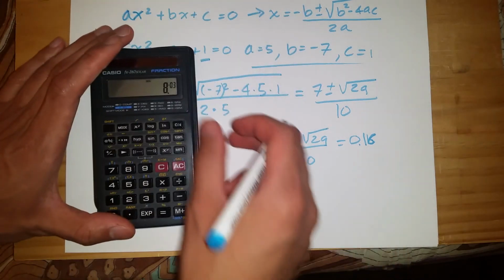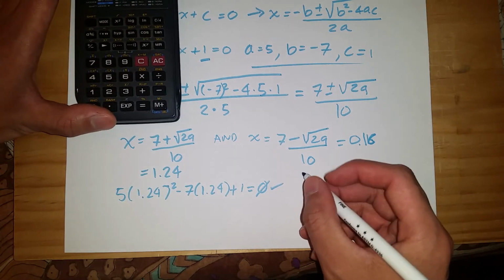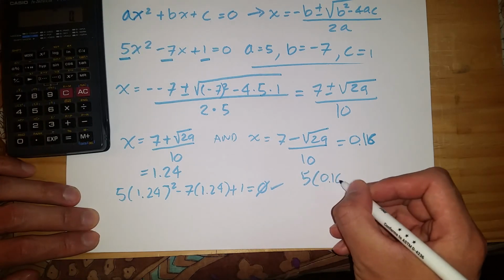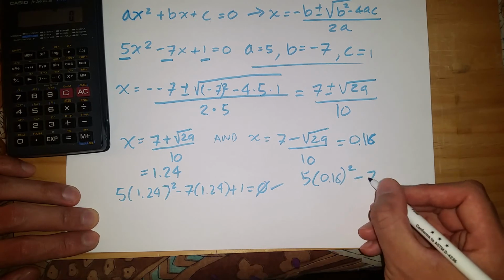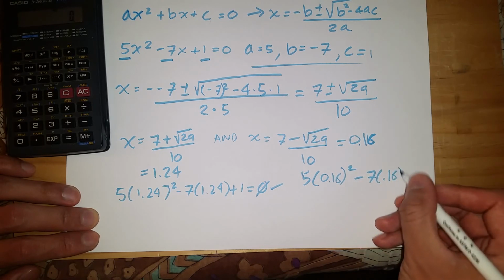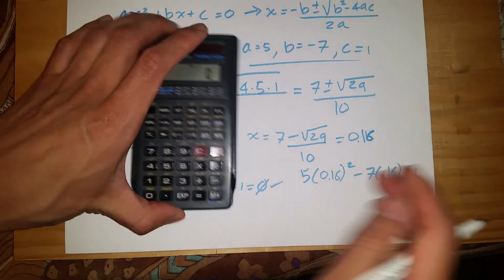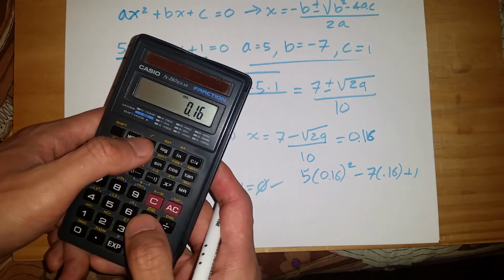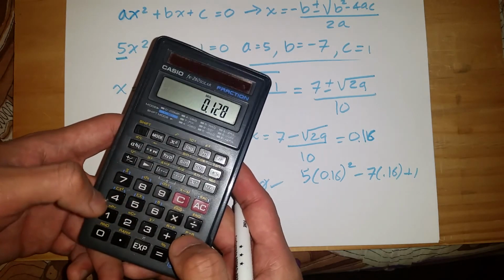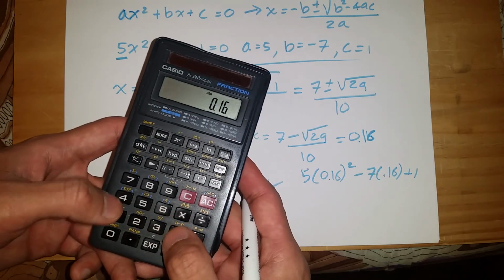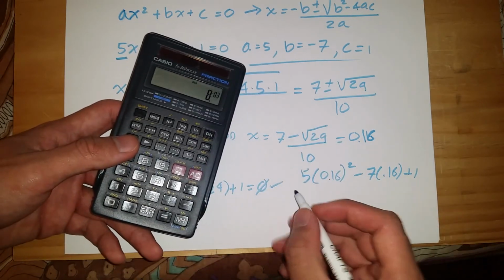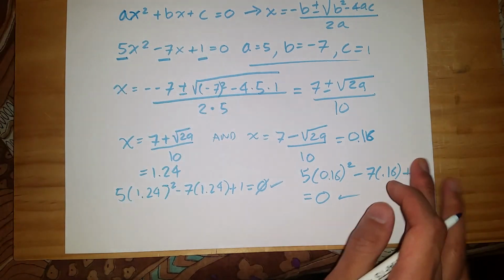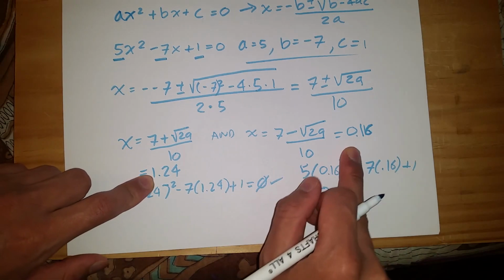So this is correct. And then this one, it would be 5 times 0.16 squared minus 7 times 0.16 plus 1. Again, this is close enough to 0, so it's just some rounding error. So this shows that our solution here is correct.